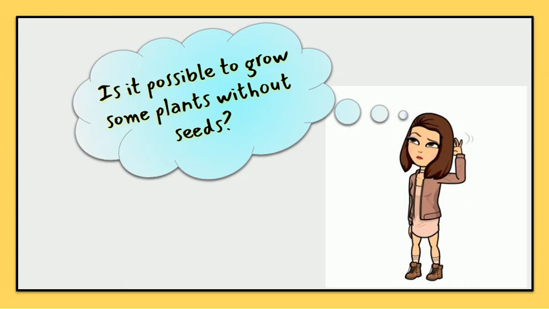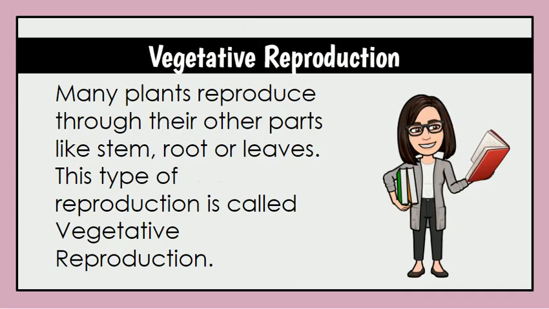But there are a number of plants which do not bear any fruits at all. So how do these plants reproduce? Now here a question arises. Is it possible to grow some plants without seeds? Now, in such cases, vegetative reproduction comes into play.